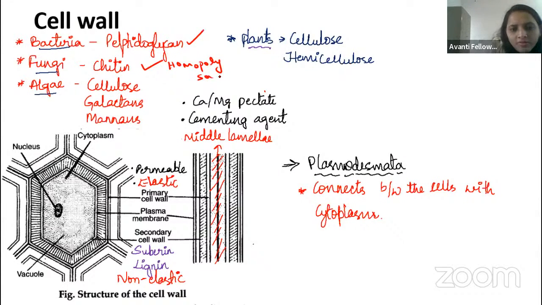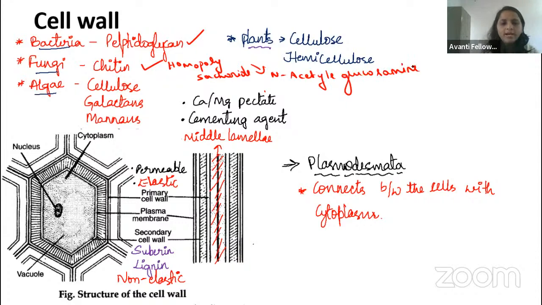We call it a homopolysaccharide, and it is made up of N-acetyl glucosamine. Remember, N-acetyl glucosamine. Okay, guys, it is made up of N-acetyl glucosamine. Then coming to the algae.